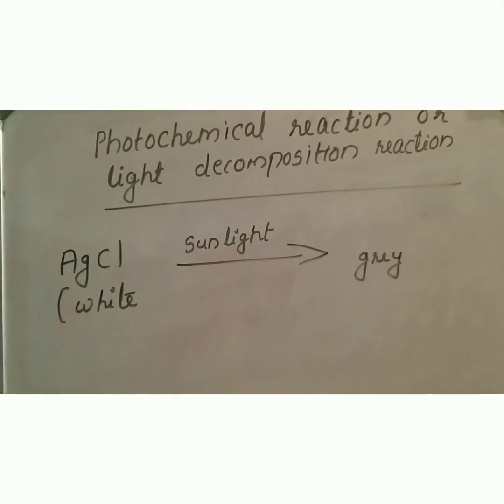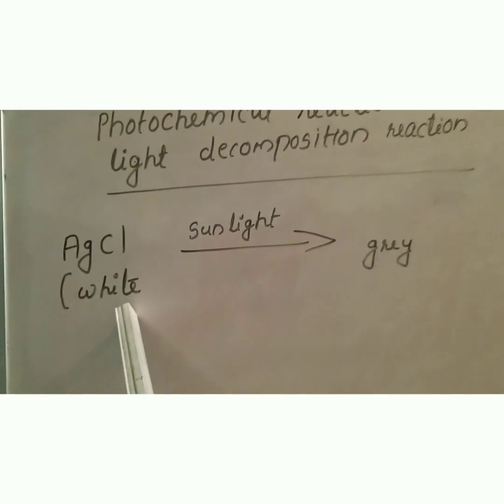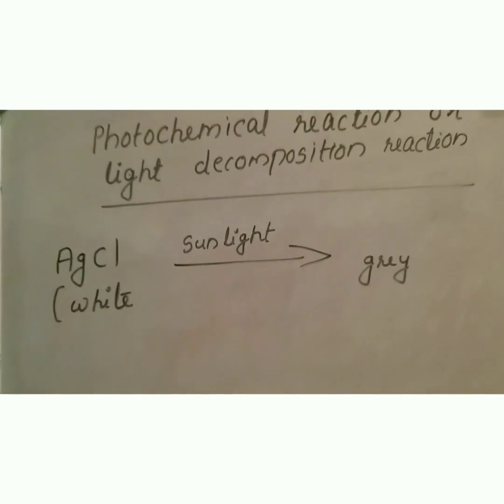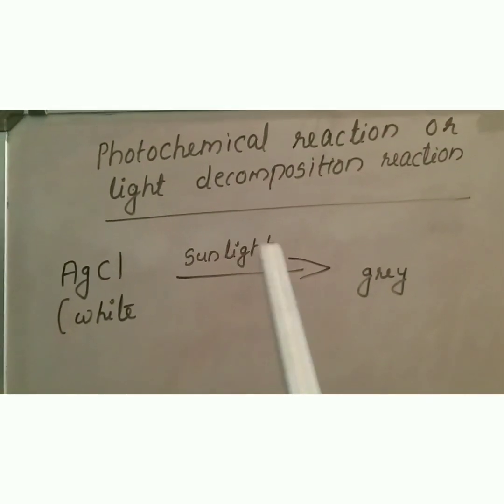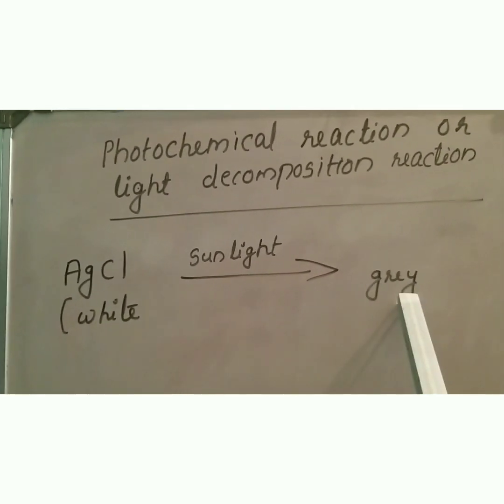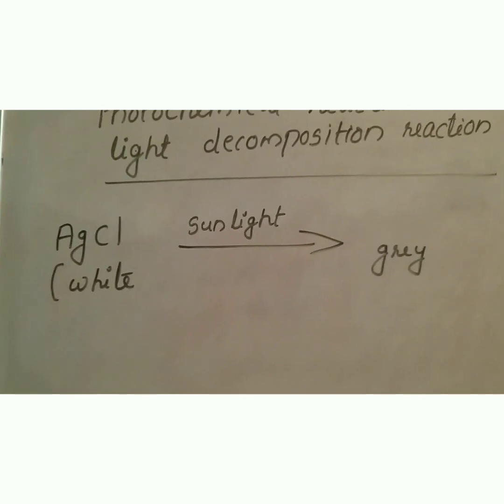Now I repeat the activity. Take 2 grams silver chloride in a china dish. The color of silver chloride is white. Then place it in sunlight. After some time, we can observe that the white color changes to grey. Why does this white color change to grey?